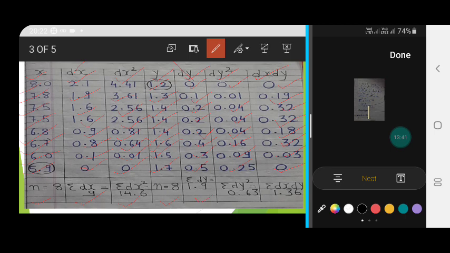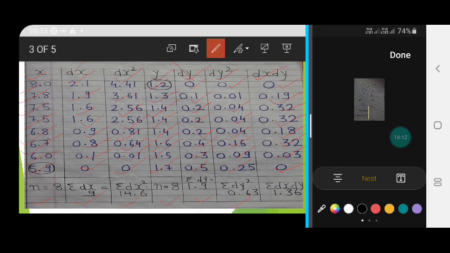Then we have dy square column. Okay. So there again we have to take the summation of values under this column so that we can get summation dy square. How we are going to do this? We are going to do this this way. 0.01 plus 0.04 plus 0.04 plus 0.04 plus 0.16 plus 0.09 plus 0.25. Okay. So we will get 0.63. So summation dy square would be equals to 0.63.